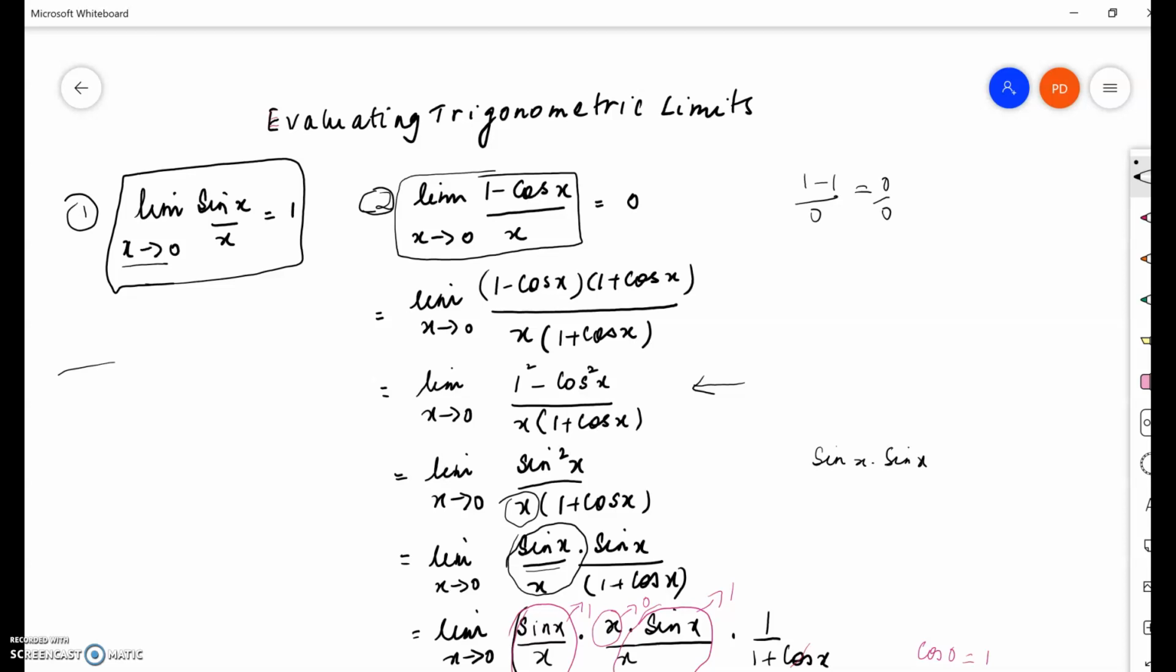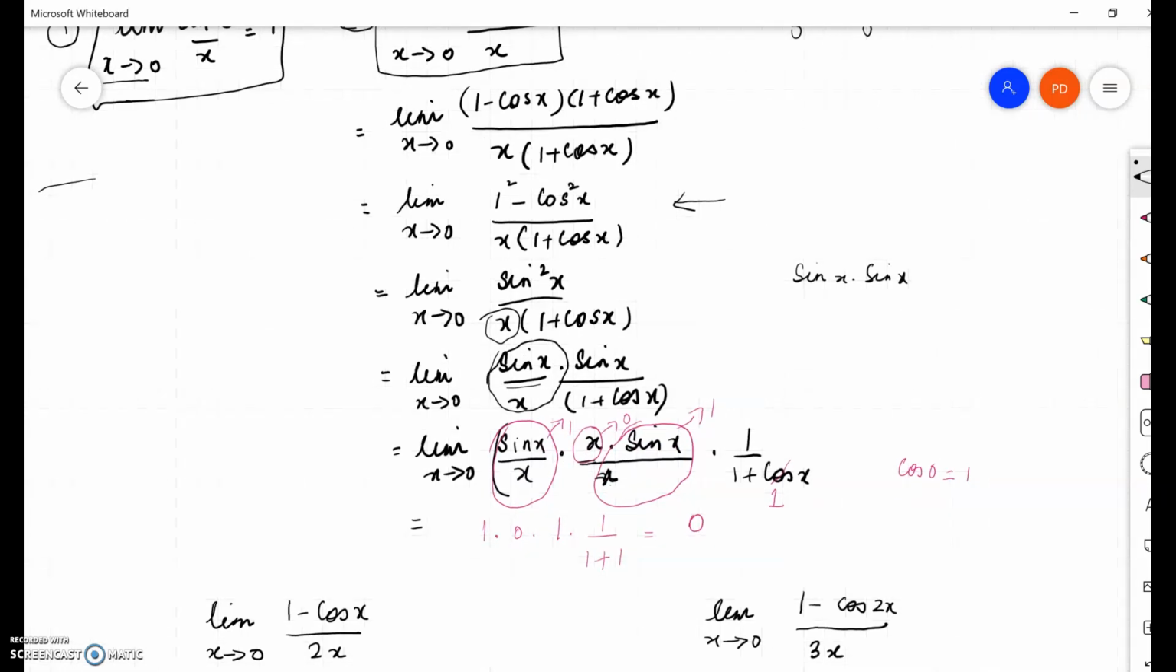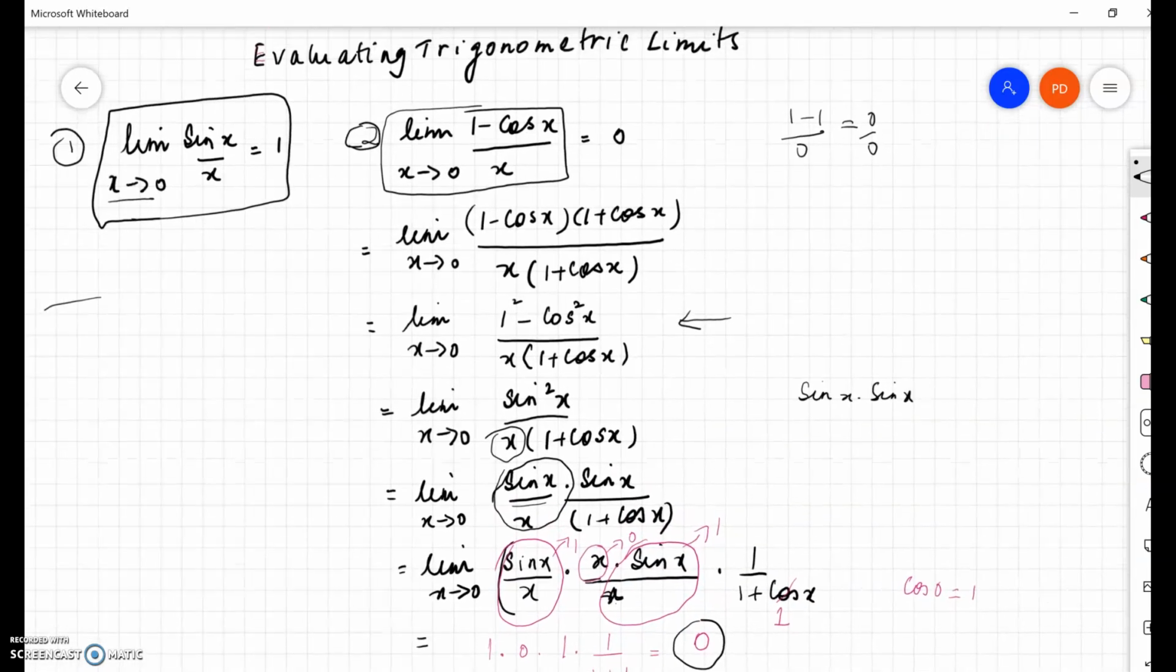We have another sine x. If I could have a sine x in the denominator, then again I could use the same theorem. So I multiply the numerator with x, I multiply the denominator with an x. So that makes it sine x over x, but of course you multiply the sine x with an x. And of course we have a 1 plus cosine of x in the denominator. Now when I apply limits, as x approaches 0, sine x over x approaches 1, sine x over x approaches 1, so finally I have 0. So that's how this theorem works.